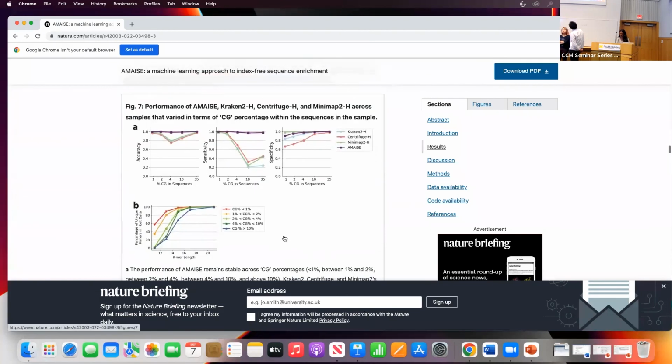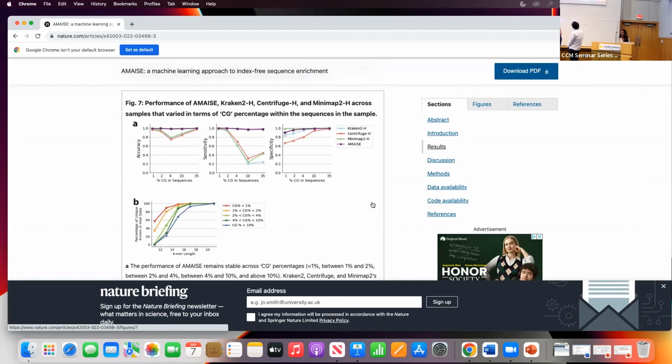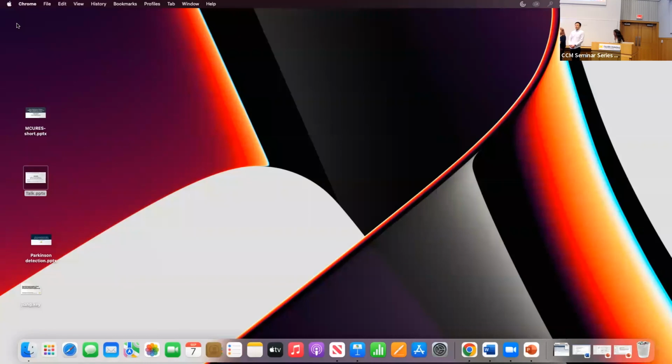Interestingly enough, though, our model was much more robust to changes in percentage of CG in the sequences than existing approaches. AMAISE in purple was much more stable to changes in the percentage of CG in sequences than other methods, which are much more sensitive to the CG that they expected to exist in the host and microbial sequences. Yeah, that makes sense. I was just curious about that specifically. Thanks.